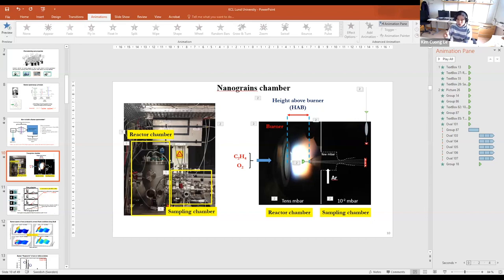So actually, when I perform the Raman measurement for soot, deposited soot and aerosol soot, we see that for soot produced in low pressure flame, for example, in this case, due to the pressure difference, soot from the flame can go into the sampling chamber and deposit on the substrate. So then the force due to the pressure difference is very, very much.